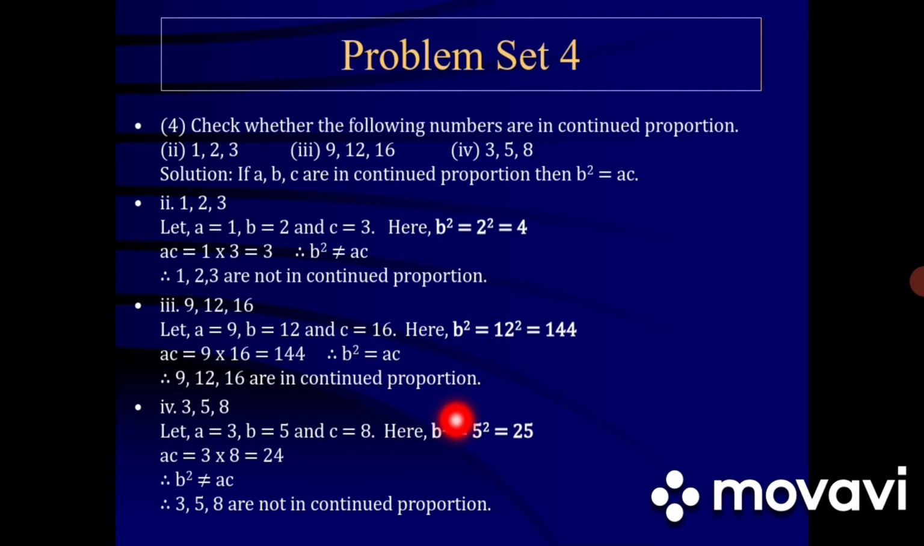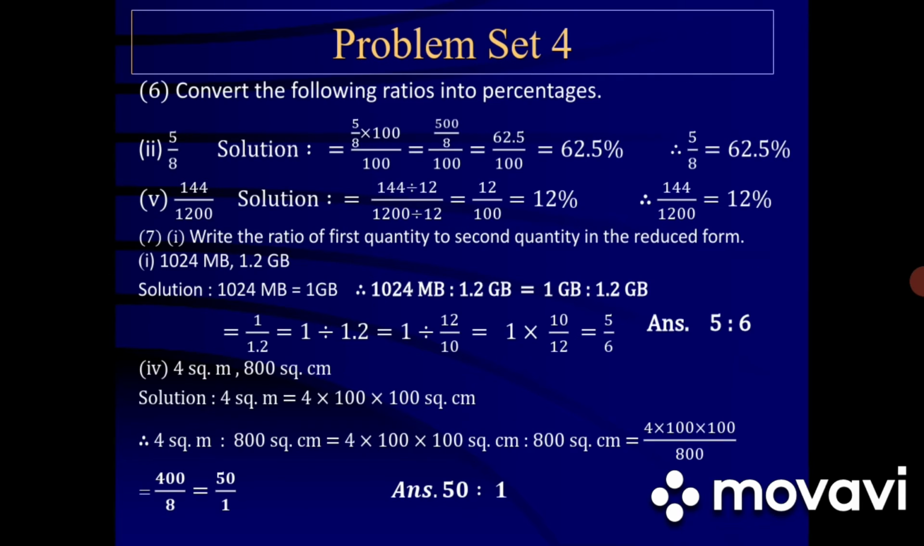Here B square is equal to 5 square, and that is equal to 25. AC is equal to 3 into 8, and that is equal to 24. 25 is not equal to 24, therefore B square is not equal to AC, and therefore 3, 5, 8 are not in continued proportion. Let us solve question 6.